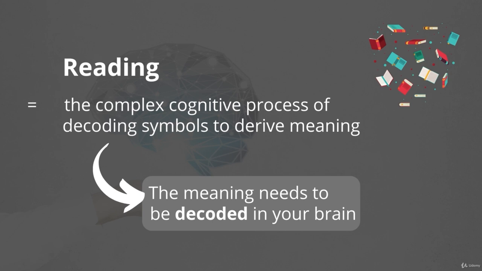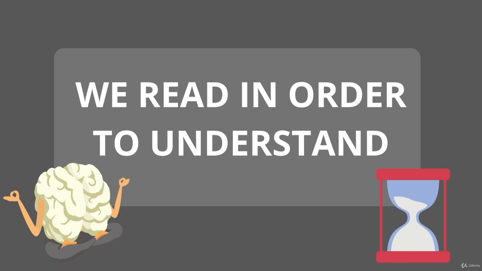First of all, it's important to understand that reading is a cognitive process which involves decoding symbols to derive meaning. And this means that reading is basically information acquisition. But in order to acquire this information, we first need to decode it in our brains. That's why reading doesn't happen on the page, it happens in your head. Put simply, we can say that we read in order to understand.